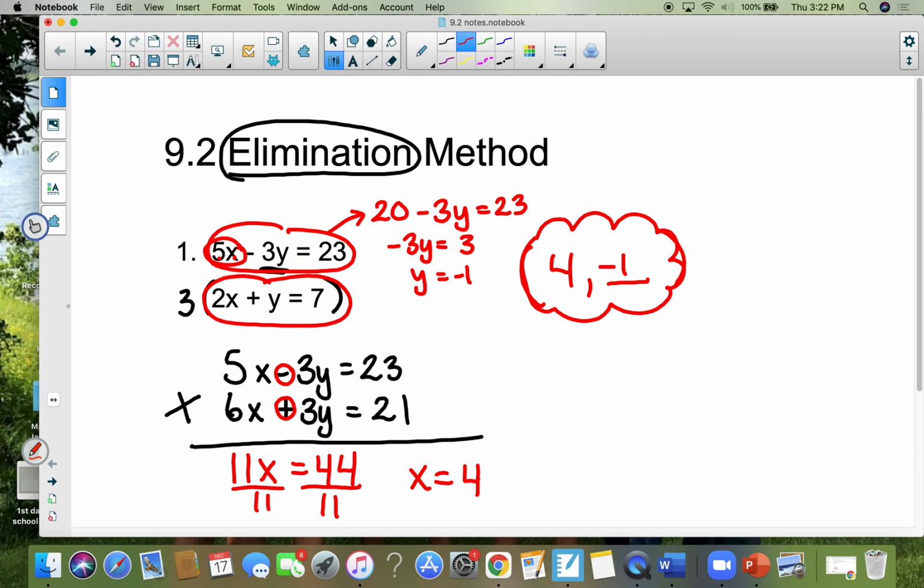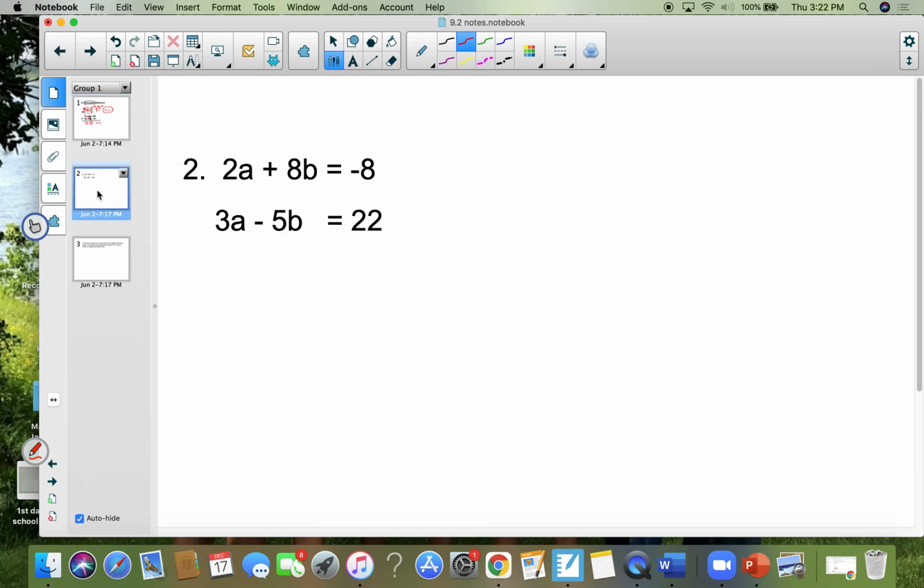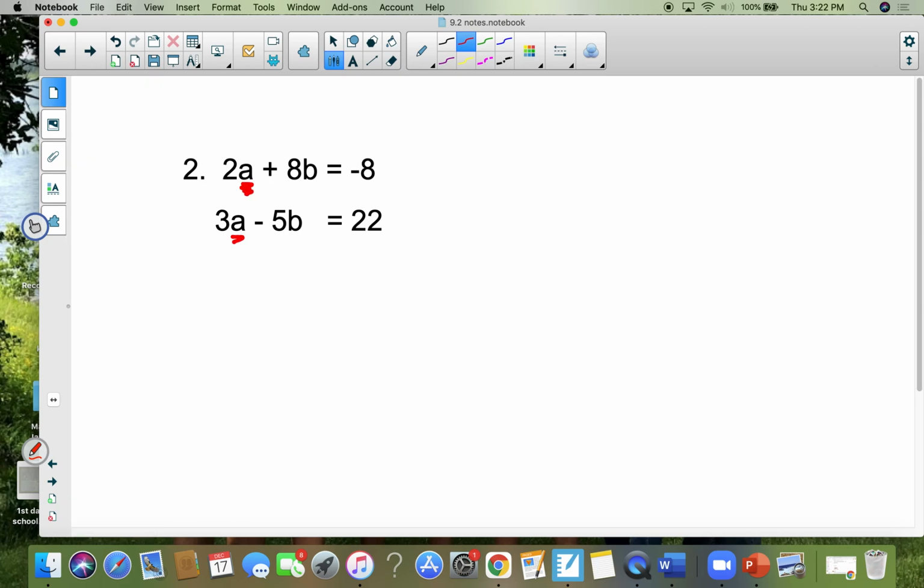Okay, let's do another one. It's called the elimination method. Again, here's number 2. You can either eliminate the a's or you can eliminate the b's. It doesn't matter which one you eliminate, as long as you get the same number in front but opposites. I did the y's on the first problem. I'm gonna do the a's in this one just to change it up.